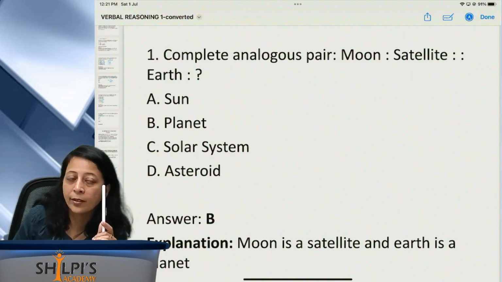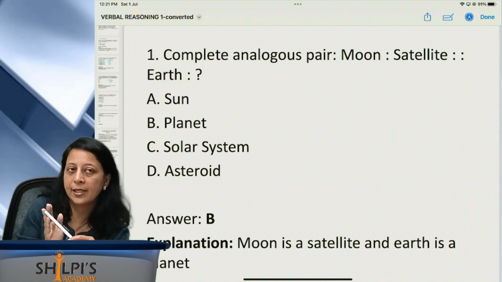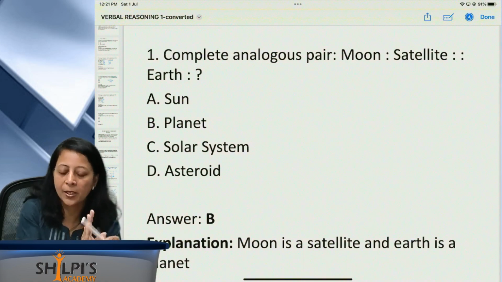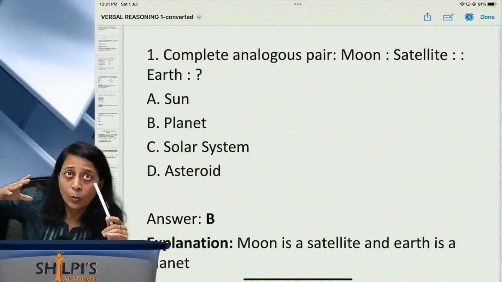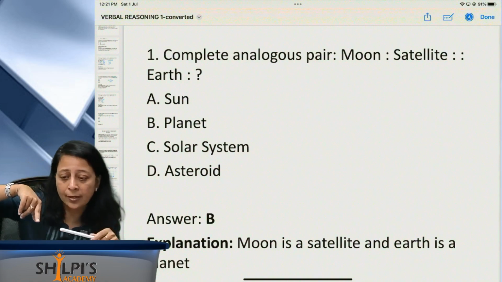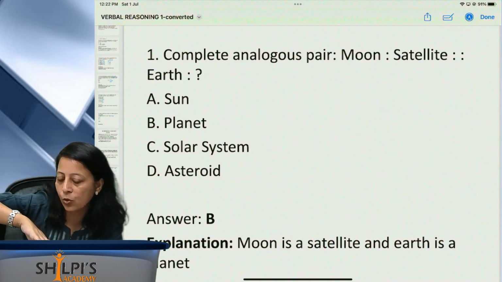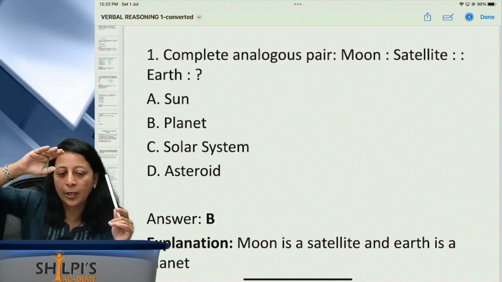They're not talking about the upstairs or the downstairs. Here they're telling that moon is a satellite. Seeing the options, you have to just think about it. Moon and satellite is in the top, or earth is something in the down, so something could be related to that. It doesn't go with your downstairs. So it is going to be something related.